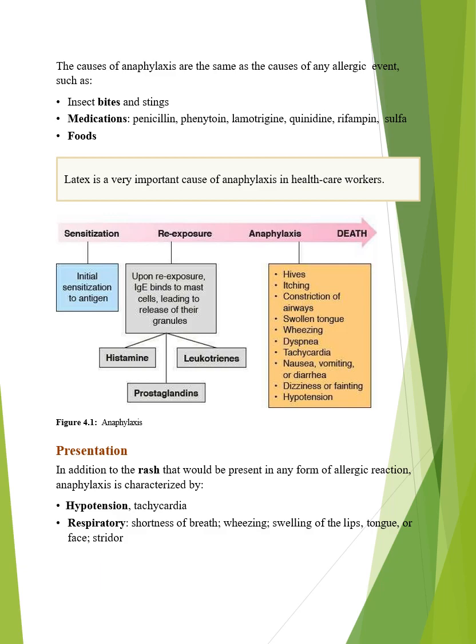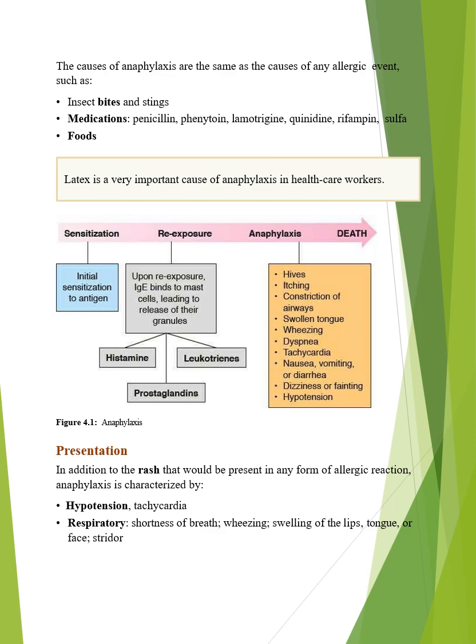And there is a nice table here which explains the anaphylaxis. So we have sensitization, number 1, re-exposure, number 2, anaphylaxis, number 3, and the last one is death, unfortunately. In sensitization, we have initial sensitization of antigen. In re-exposure, upon the re-exposure, IgE binds the mast cells, leading to release of the granules, which have two main components, histamine and leukotrienes, and the third one is prostaglandins.